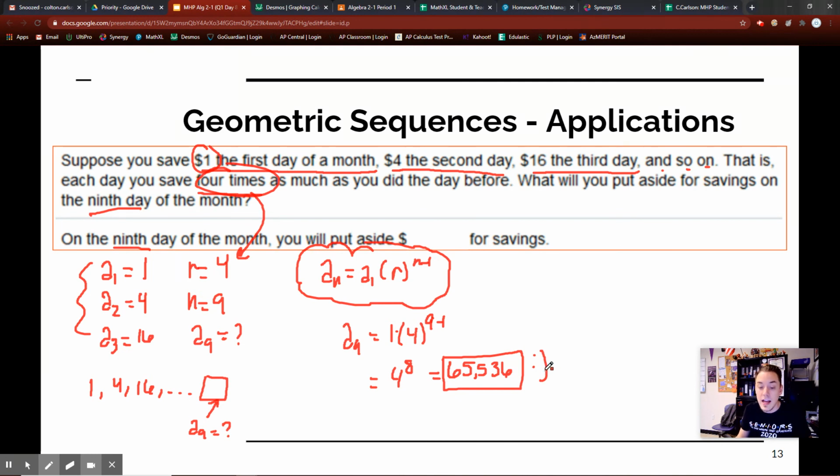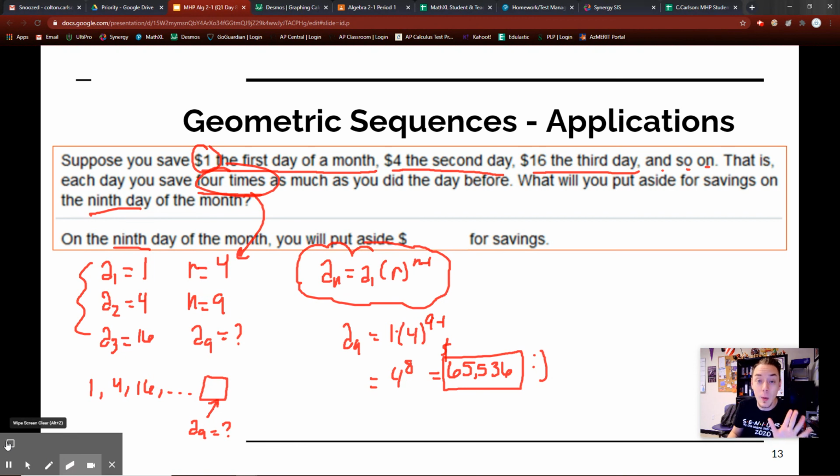Awesome. So that is a rather huge number. So what does this mean, guys? This is dollars, by the way. On the 9th day, you are saving $65,536. Yeah, that is crazy. I don't even think that's possible, to be honest, unless you're like Bill Gates, okay?